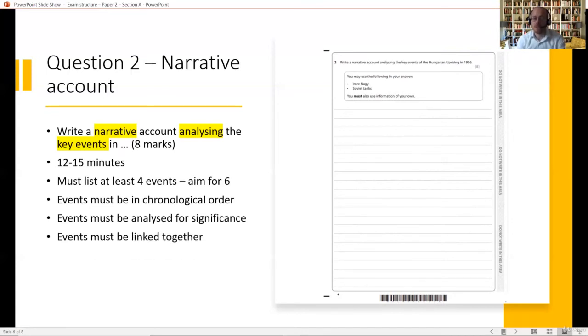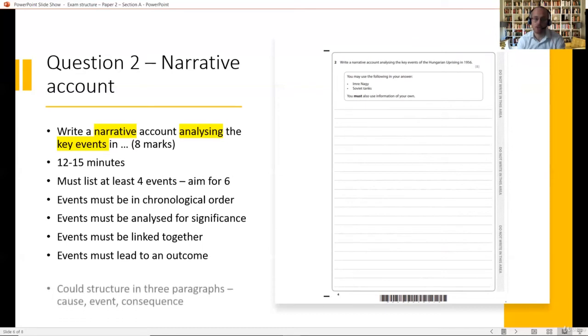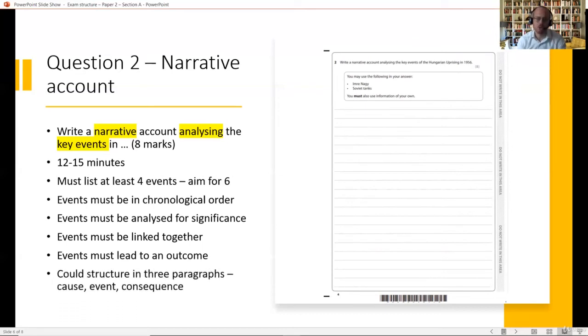The events must be linked together. But by analyzing, you will end up doing that. By saying this led to, you are effectively linking the events together. I found a good way to get my students to structure this, because you have to make sure that the events lead to an outcome, is to loosely structure it into 3 paragraphs, having the causes of the events it's asking, having the actual events, the military intervention, and then having what was the consequence or the conclusion of the question it's being asked.